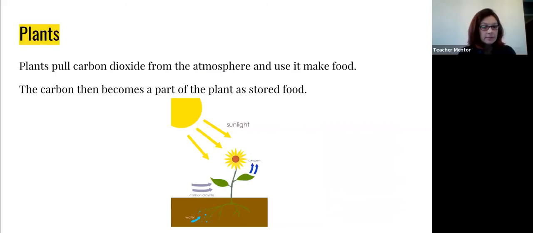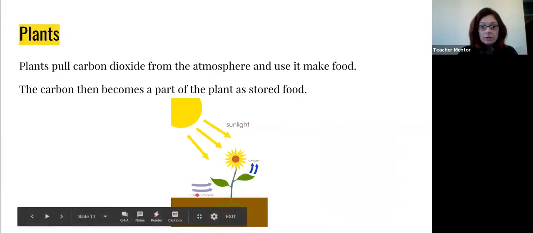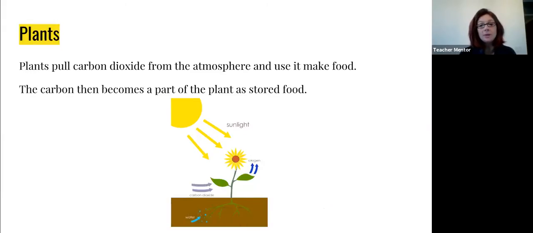So let's start with plants. Plants are going to pull that carbon dioxide from the atmosphere, and they're going to make it into food. Now, a misconception is that it's like the plant food that you can buy at Walmart. Not exactly. So what happens is the plants are going to pull the carbon dioxide from the atmosphere, and they're going to perform a chemical reaction to keep that carbon for itself. The carbon then becomes a part of that plant as its stored food.